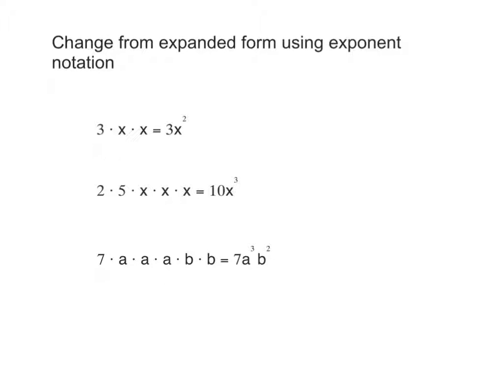We can also do the reverse and actually change it from a more expanded form to a more compact form. Here are some examples of that. 3 times x times x can be written as 3x squared. 2 times 5 times x times x times x equals 10x cubed. And finally, 7 times a times a times a times b times b could be written as 7a cubed times b squared.